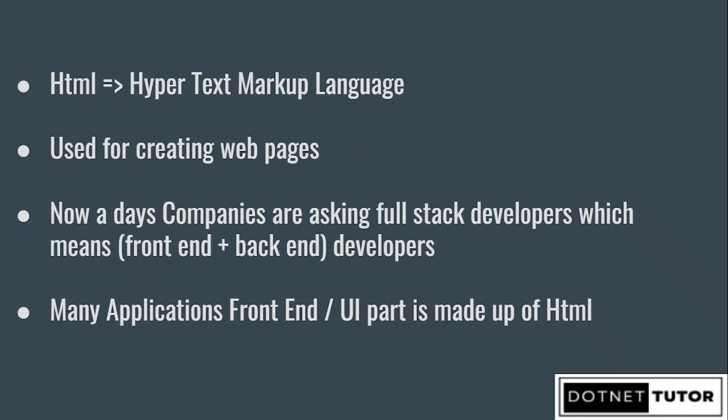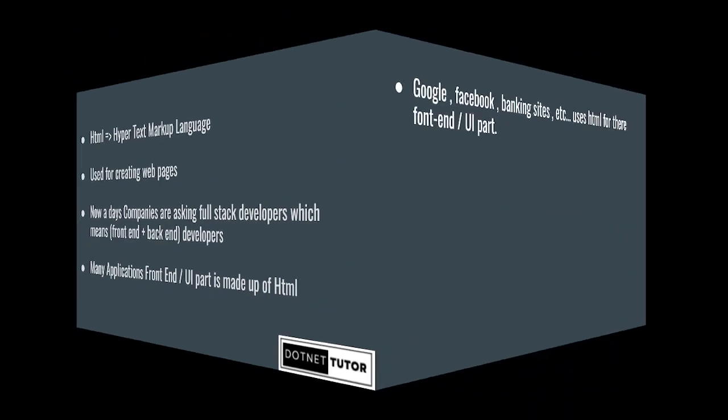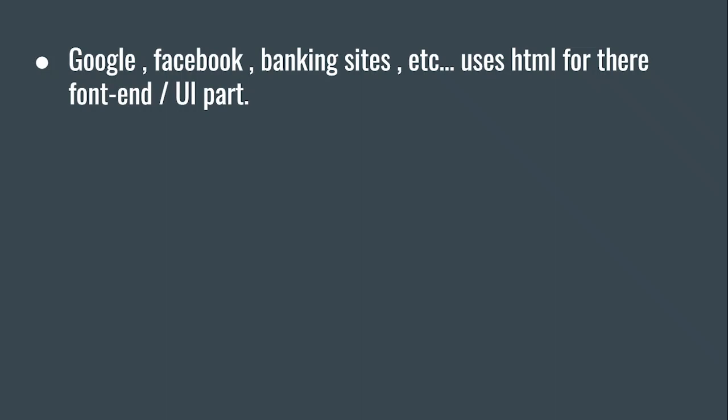Nowadays companies are asking for full stack developers, which means front end and back end. Every Java developer should be well versed in HTML, and .NET developers and other developers should be aware of HTML. So let's see some examples today. Many websites you can see on the internet, like Google, Facebook, and banking sites, use HTML for their UI part. Let's see live how these websites are using HTML.